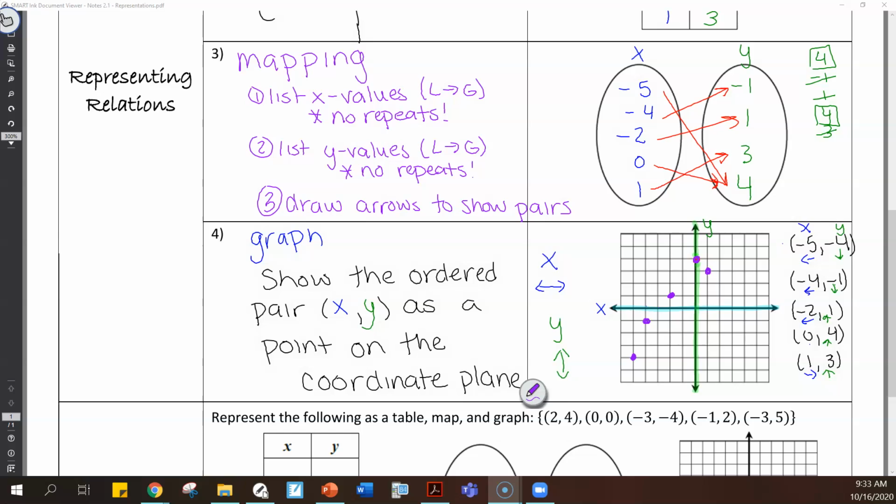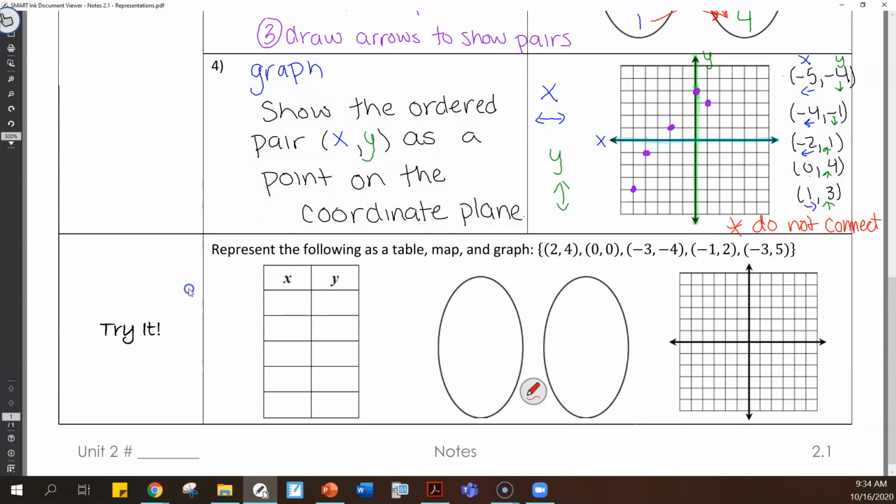Now, once you plot these, if you have a list of ordered pairs, you do not connect these. Okay, if you have just a list of ordered pairs, I don't want to connect these. I just want to show each individual dot that corresponds with my ordered pairs. Okay, I'm just putting the dots there.